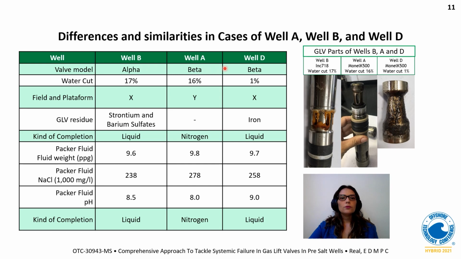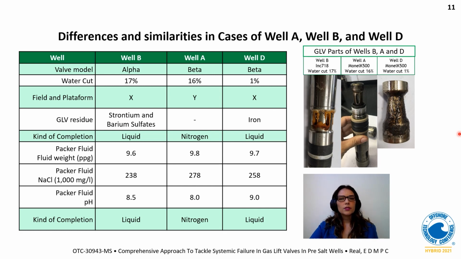Well A and well D are a beta model, and well B is an alpha model. The water cut is similar in well B and well A. Another similarity is the fact that wells B and D, although with different water cut at the time, are from the same oil field and produce to the same unit.